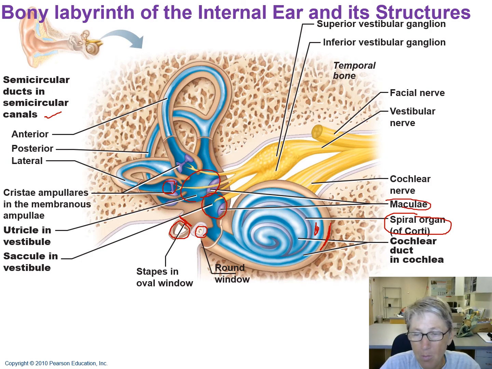And then you have these spots called the maculae. So these purple spots within the utricle and saccule, they're called maculae. That's where the receptors for static equilibrium live. And then you have the facial nerve. Remember the cranial nerves, the facial nerve and the vestibular nerve. So the vestibular nerve, you can see it goes to the vestibule. So this whole area is the vestibule. And then the facial nerve is cut here. And the cochlear nerve, you can see, goes to the cochlea.